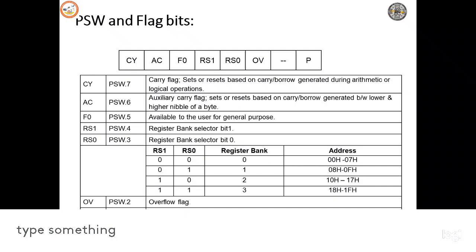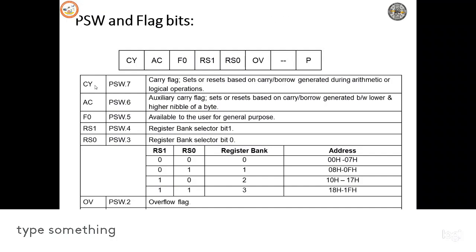As we all know, you can see here it has a carry flag, auxiliary carry flag, F0, that is nothing but a general purpose bit, RS1 and RS0. This is a register bank selector. OV is nothing but the overflow flag, this is user defined, and this is the parity flag. So this is an 8-bit register. PSW is an 8-bit register. That is the first thing we need to know about this.